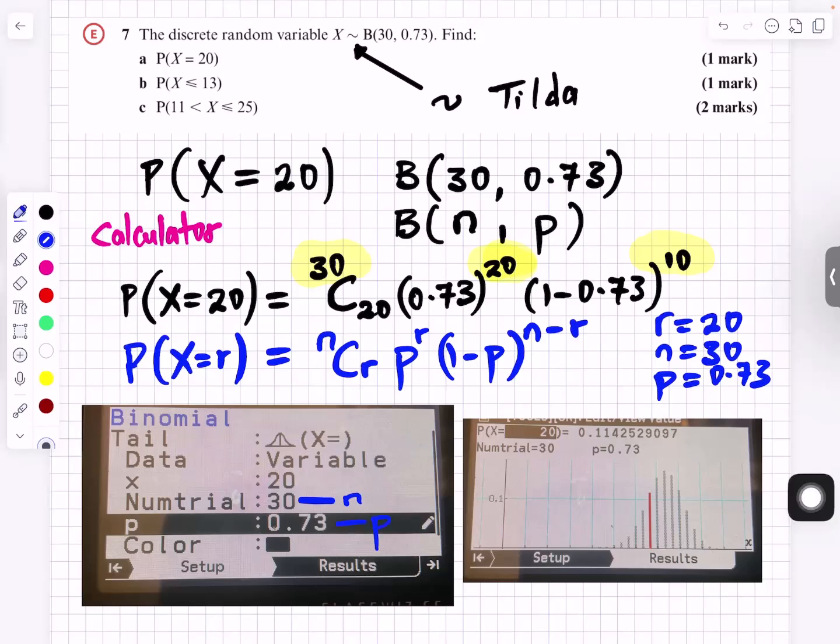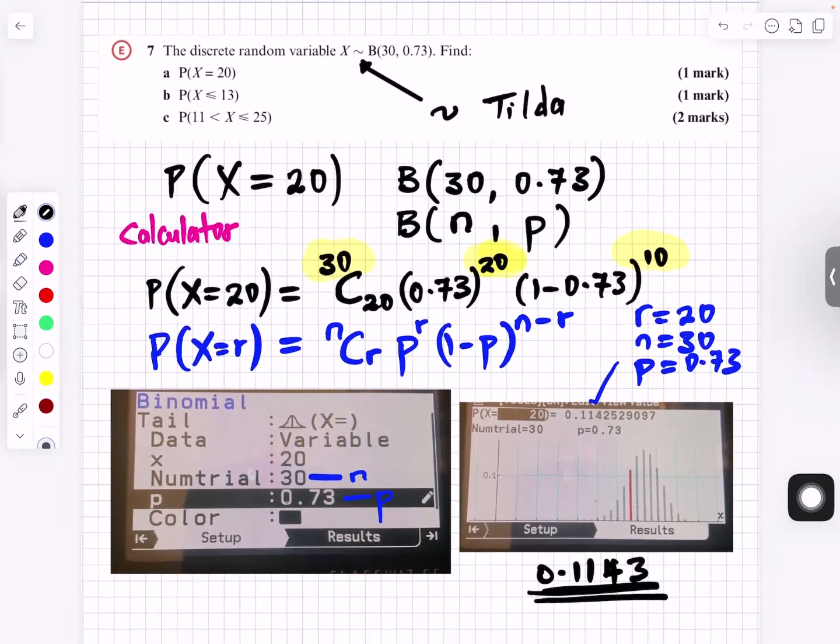It will give you 0.1142. I always write the answer to 4 decimal places. If they didn't tell you what to write, I'll just write 0.1143. That would be the probability of getting exactly 20. And if you do the top one, you'll get the same answer, 0.1143. That's how you do part A. You happy with that? Yeah.